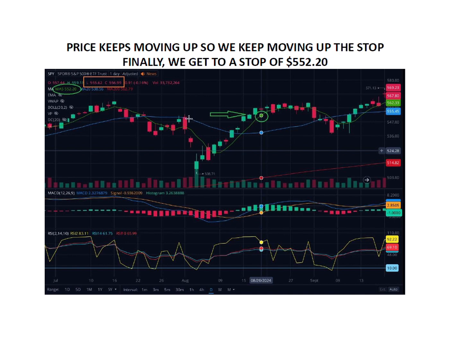The red candle started here and went all the way down to here, but then came back up to here and then it closed. Red candle, it's always closing on the bottom of the candle. The green candle closed at the top of the candle. Okay? So anyway, my stop is here at 552.20.